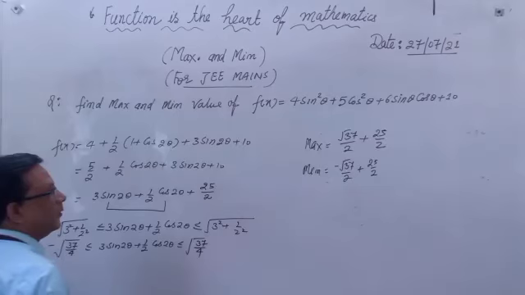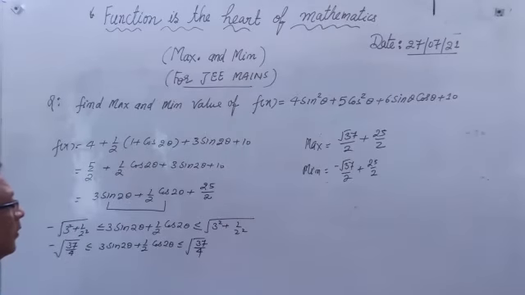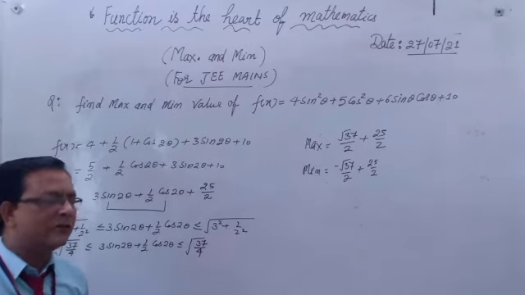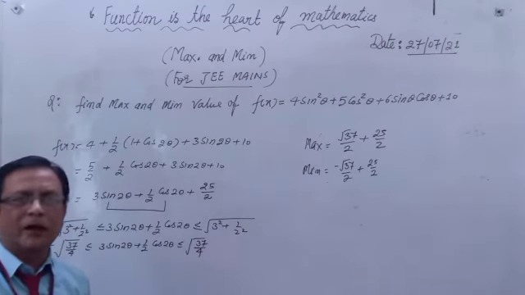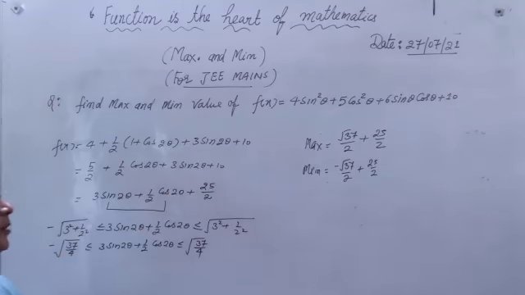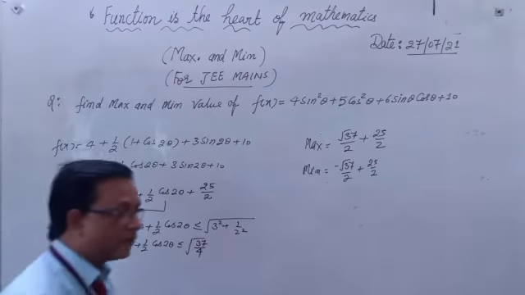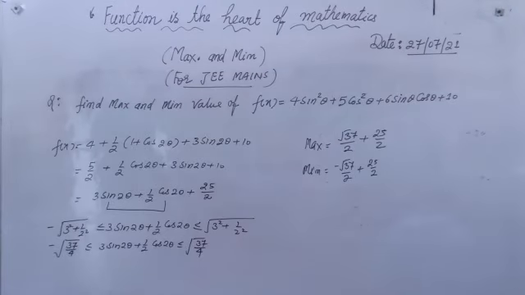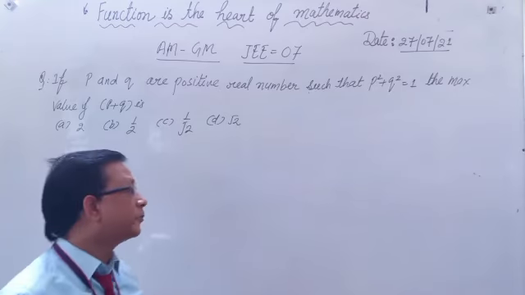So here we see how very easily we can find the maxima and minima of such trigonometric functions, which are easily arranged in the form of a sin theta plus b cos theta. Students, let us move to our next problem.